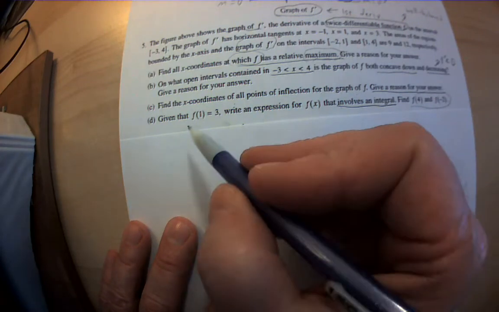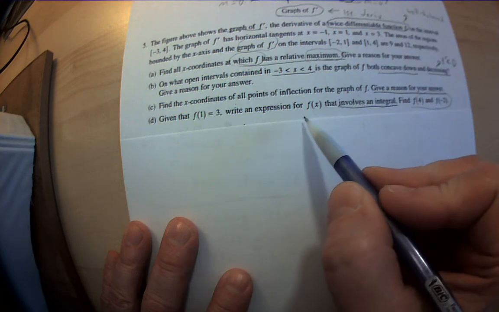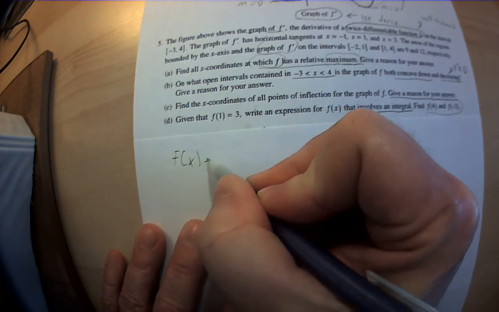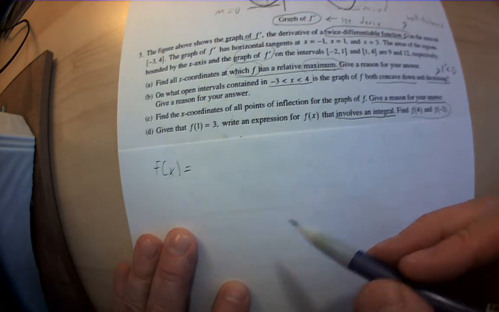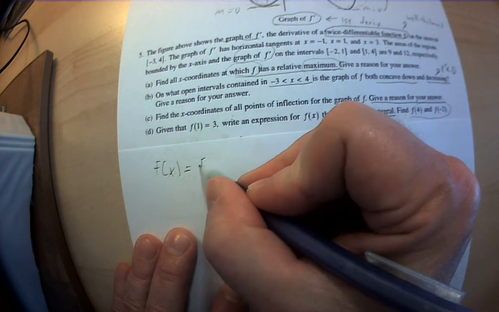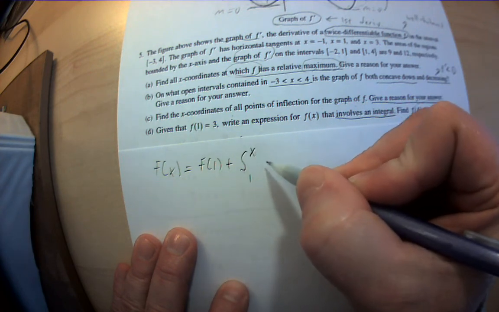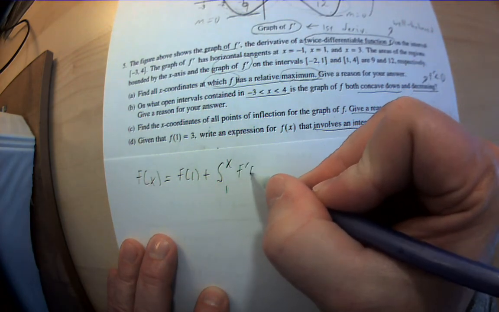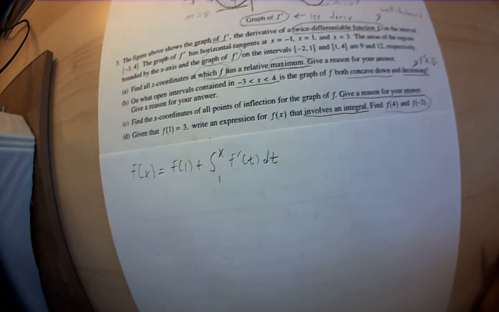Let's do part D. They tell us f when x equals 1 equals 3. They want an expression for f of x. So f of x, I'm going to get it from the integral of f prime. So f of x equals f of 1 plus the integral from 1 to whatever x value I want to get to, f prime of t dt. That's the fundamental theorem of calculus.